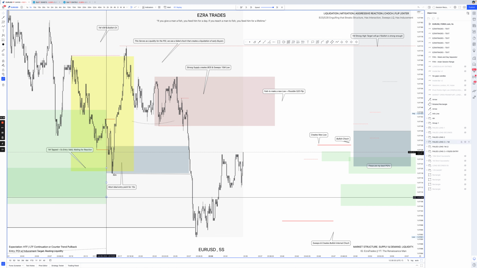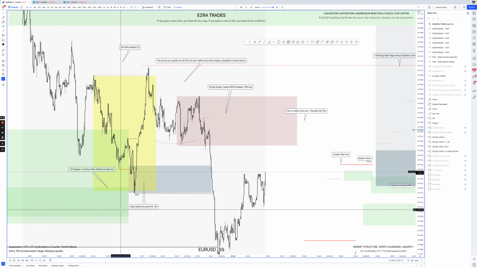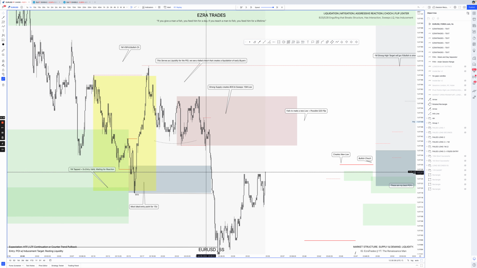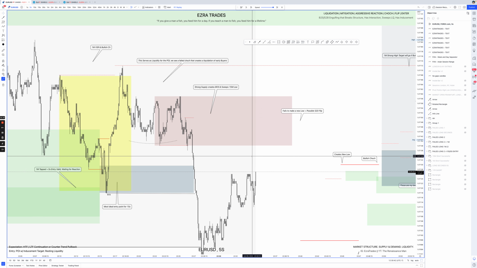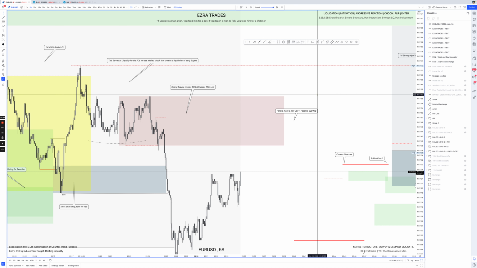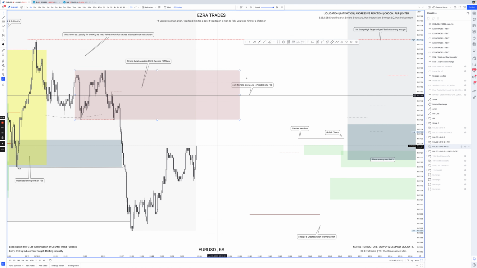We saw that we generated no good entry off of this POI. We created an early buyer's trap that failed, right? And so now what we're looking for is, let's take a look to see what happens here. We're going to wait for the 5S to tap into that supply zone.